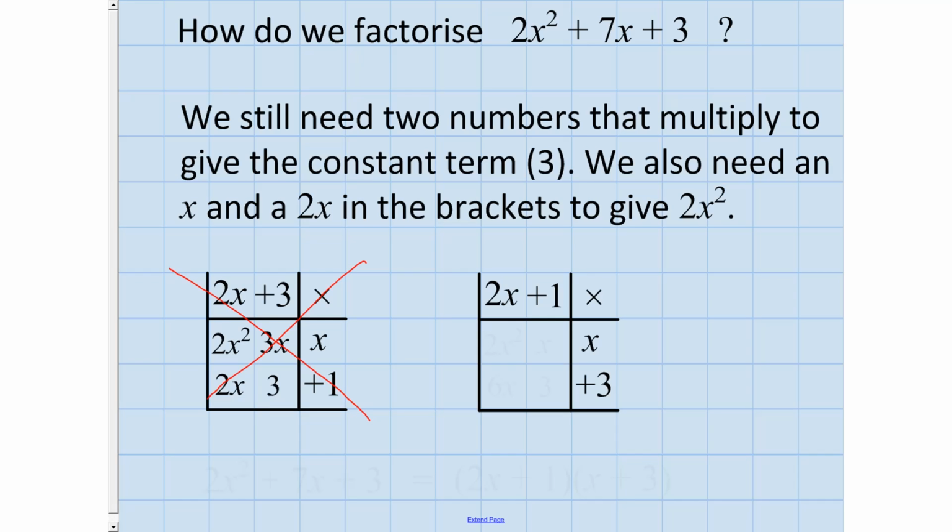So let's try it the other way around. 2x plus 1 and x plus 3. So 2x times x is 2x squared, 1 times x is x, 2x times 3 is 6x, and 1 times 3 is 3. Now this one does work because we've got x plus 6x, that gives us 7x. So 2x squared plus 7x plus 3 is equal to 2x plus 1 in one bracket and x plus 3 in the other.